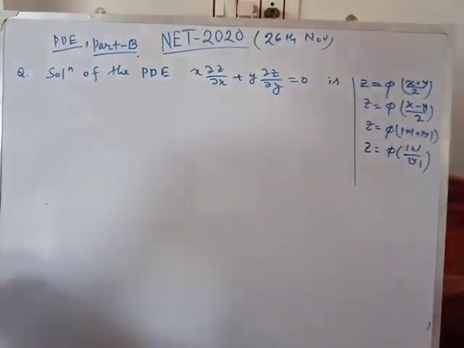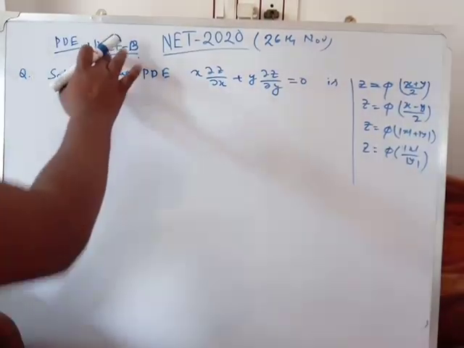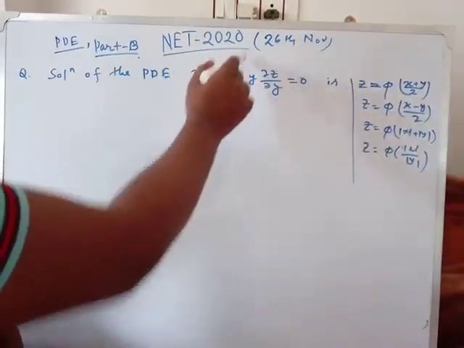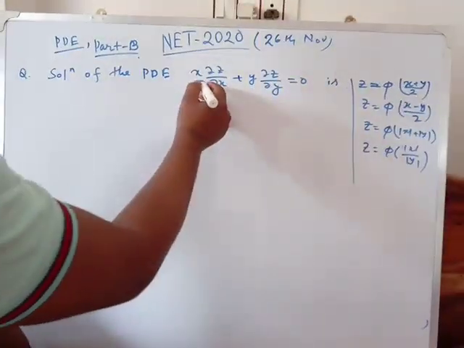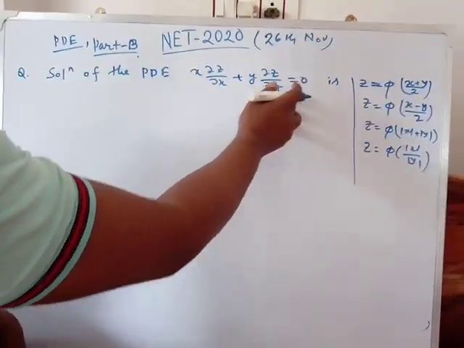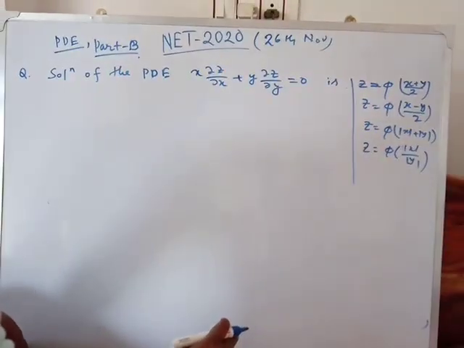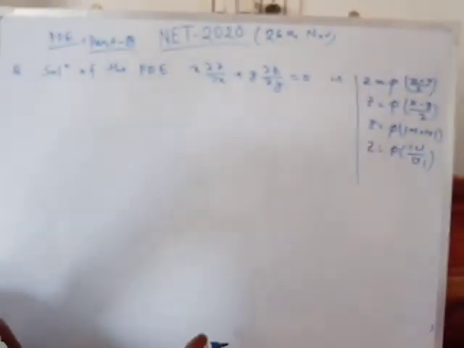To my channel. So we will discuss one question of PDE from part B of CSIR NET 2020. So here is given x del z by del x plus y del z by del y equal to 0. We have to find the solution of this equation. Four options are given here.